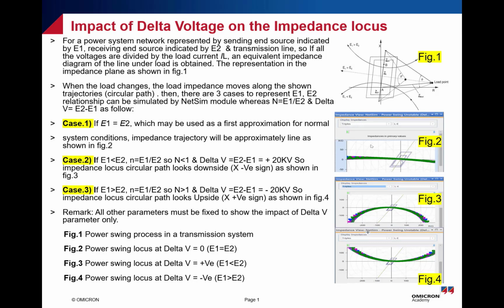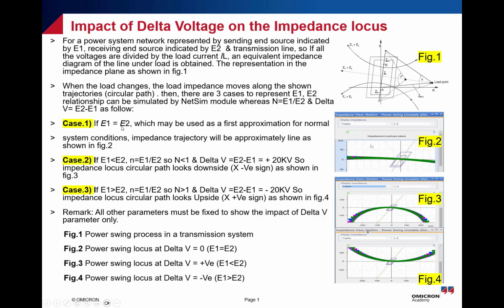So there is another point I need to talk about and explain. Here is the power swing characteristic inside the protection relay manual. You can see the E1 and E2, or the E sending and E receiving, to check the effect of the synchronous or asynchronous power swing on the impedance trajectory. And we also have the effect of the delta voltage, which is available inside the NetSim module.